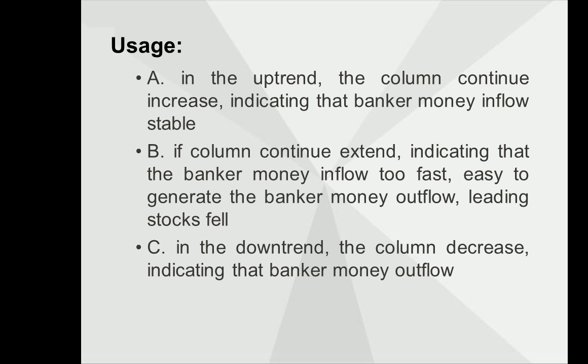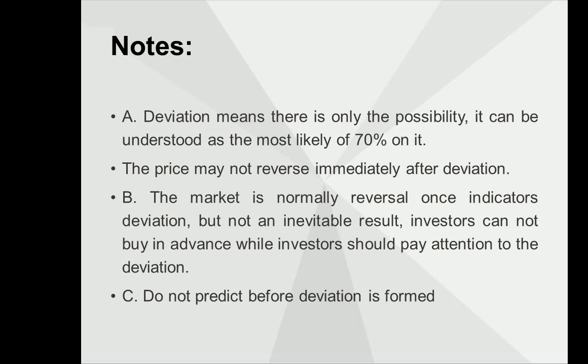The column continues to increase, indicating that the bank money inflow is stable. The next one, if the column of deviation expert continues to extend, indicating that the bank money inflow is too fast, it is easy to generate bank money outflow, leading stocks to fall. Next one, in the downtrend, the column decreases, indicating that the bank money is flowing out. Okay, so this is the usage. Later I will show you that.